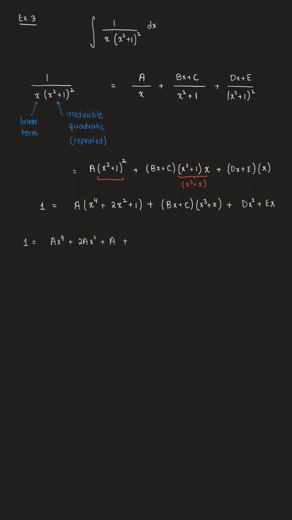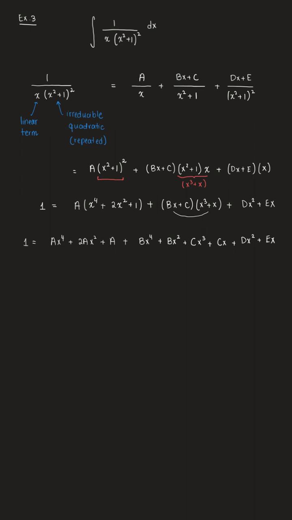And here we're going to distribute using FOIL, or just the distributive property. So we'll have bx to the 4th, and then when we do the outer terms, bx squared. The inner terms will give us cx cubed, and the final one will be cx. Then we still have our dx squared plus ex.